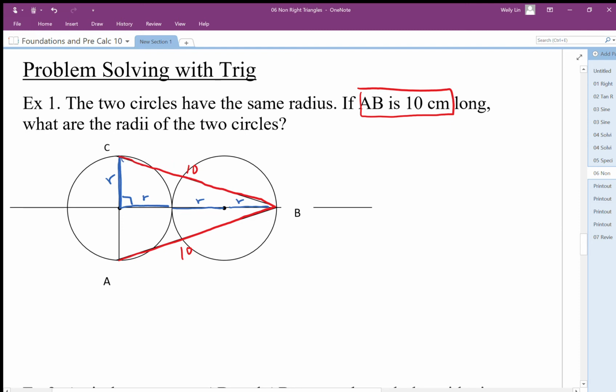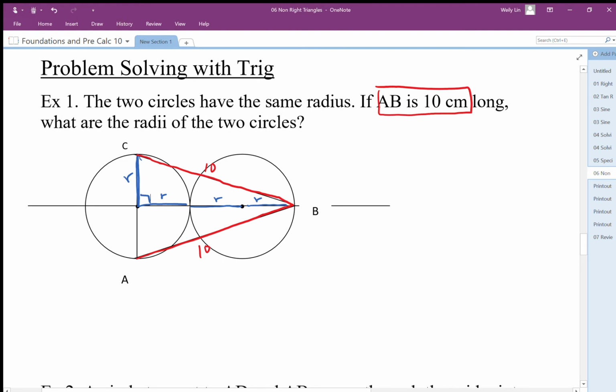So there's a few ways to do this. We could use Pythagoras and write an equivalent in terms of R to solve for the length of 10. We could also apply trig, and I think we should probably apply trig since this is a trig unit. And we'll show you how to do that algebraically after.